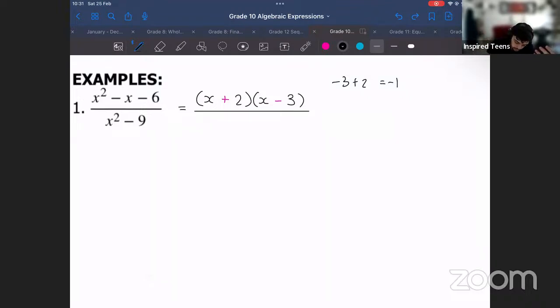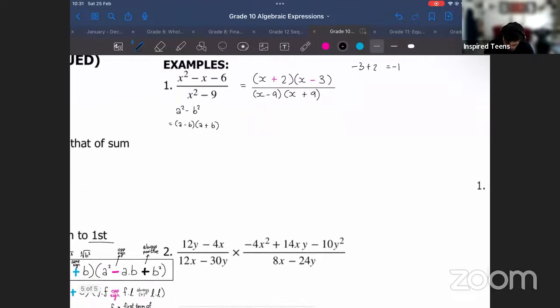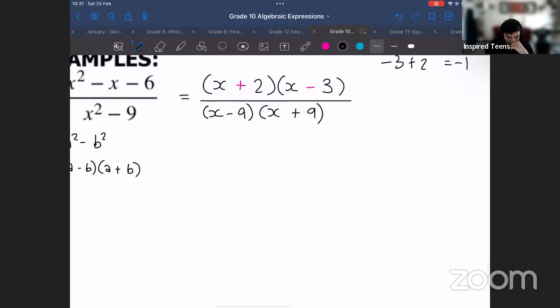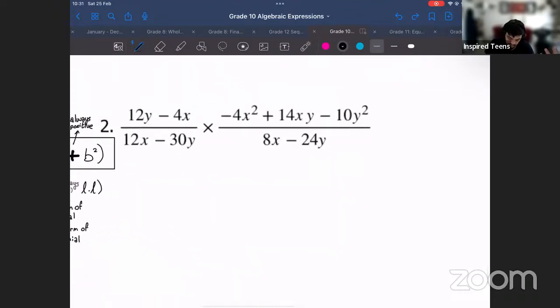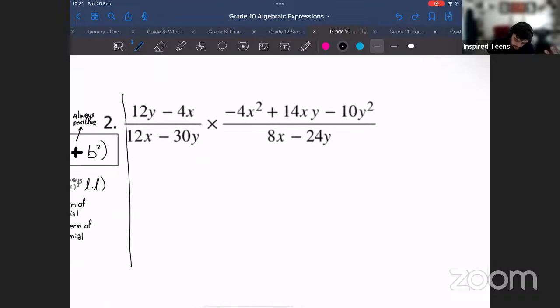So difference of two squares, remember, a squared minus b squared is equal to a minus b, a plus b. Right, so I'm going to have x minus 9, x plus 9. What am I going to do from there? Okay, I think they just wanted us to factorize, so that's completely factorized, I believe. There's nothing to cancel. Okay, let's draw a line there, no problem.